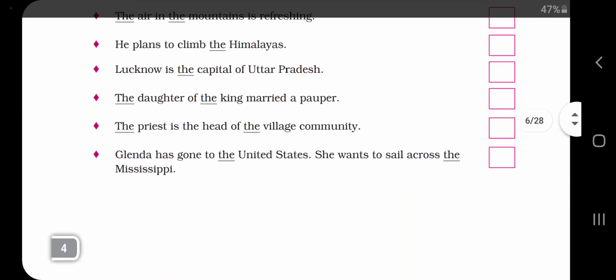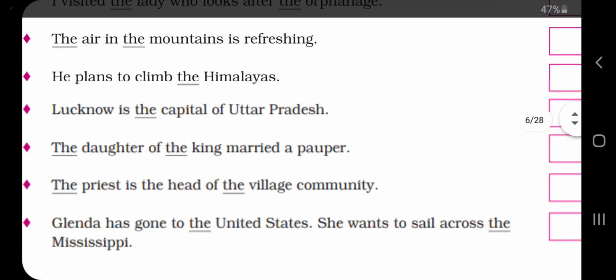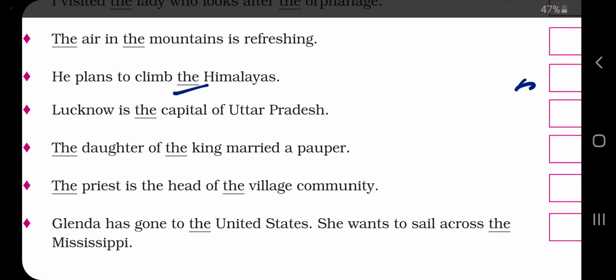He plans to climb the mountain, Himalaya range. So it is unique. Fifth: for countries whose names include, or for rivers or ranges of mountains, we use the. Lucknow is the capital of Uttar Pradesh. It is 1, that is, when a person or thing is particularized. So here we will write 1 in this box. This is 5.